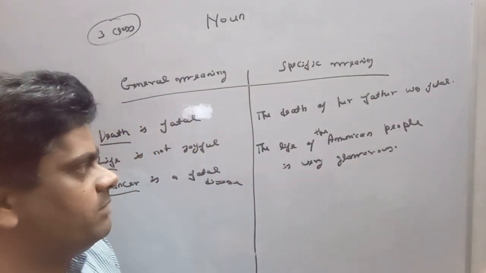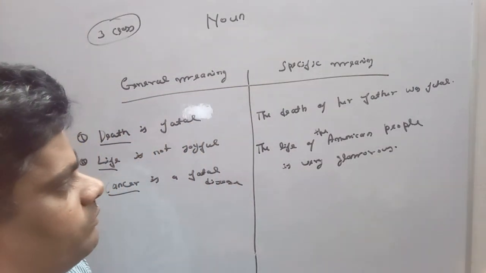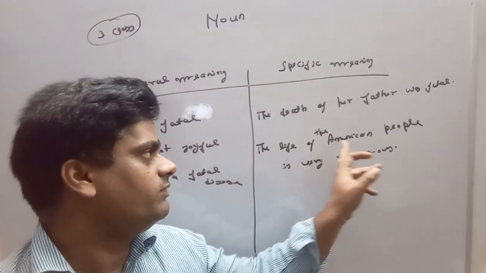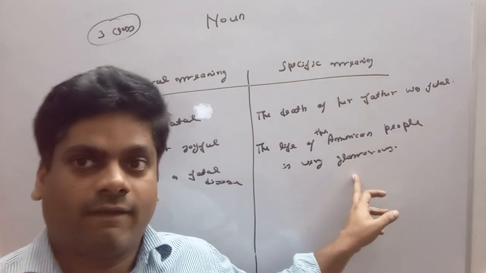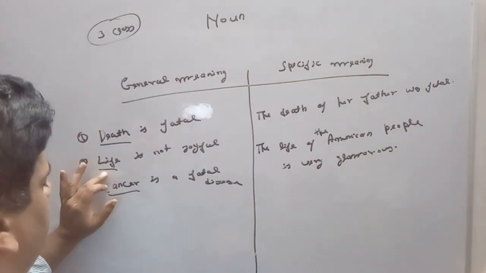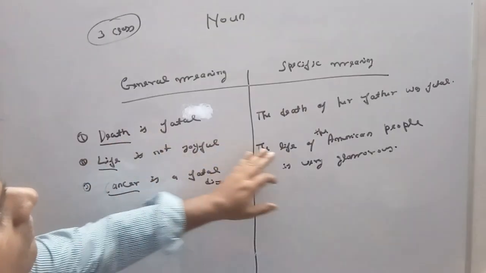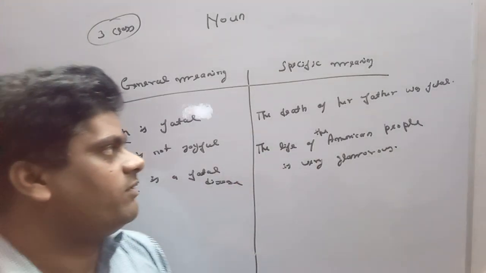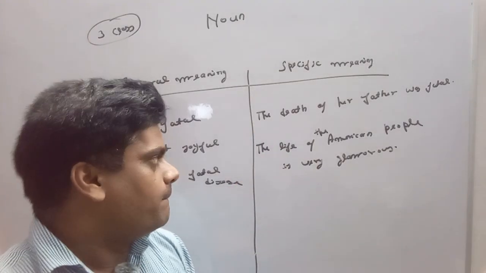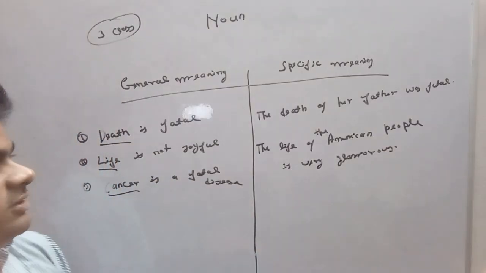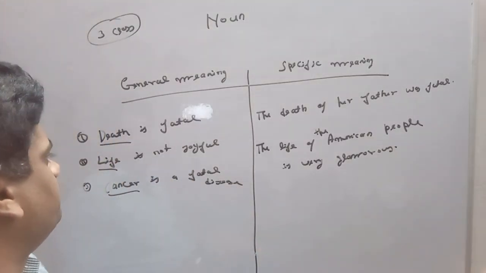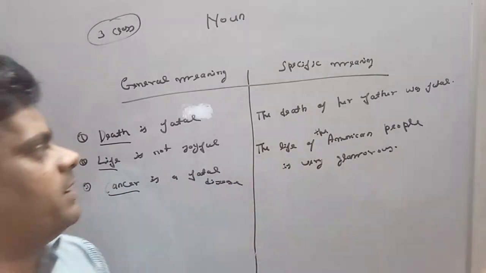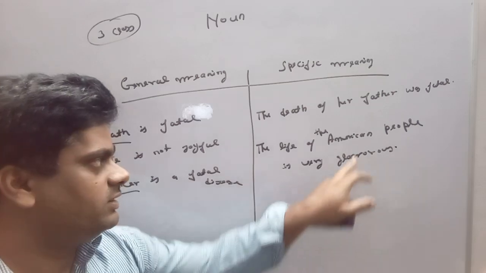The life of the American people is very glamorous. Here we are talking about the life which is concerned with the life of American people in America. But in the earlier sentence, we are using the word life in a general sense, and life is concerned with all types of men. It is expressing general meaning, but in this sentence, the life expresses particular meaning, and this particular meaning is concerned with the life of American people.